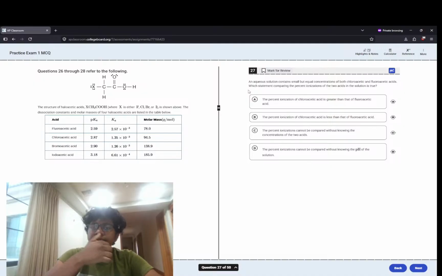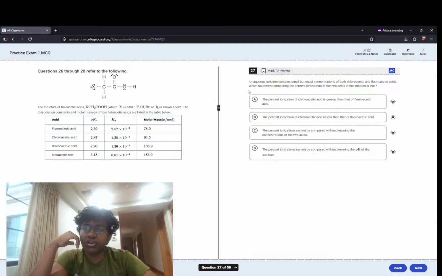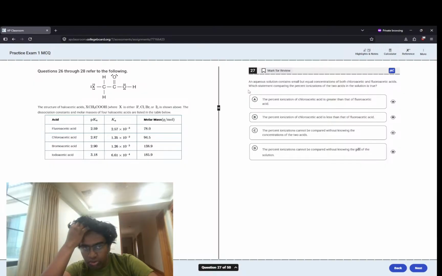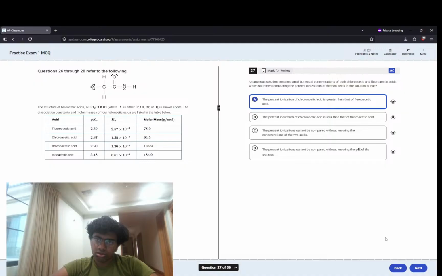So the aqueous solution contains small but equal concentrations of chloroacetic and fluoroacetic acid. Oh, a higher Ka means more acid. So I would suspect that iodoacetic acid, I suspect chloroacetic acid is greater. That would be what I would expect on first glance. I might be wrong. Could very well be a little bit different.